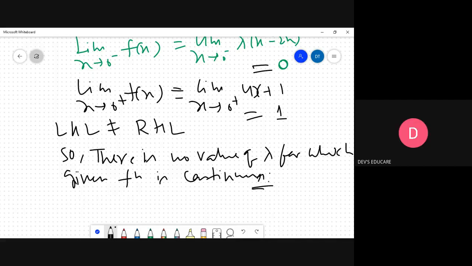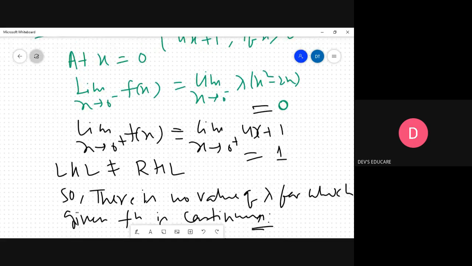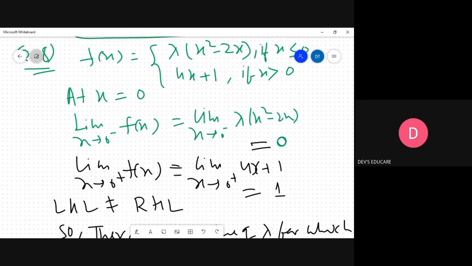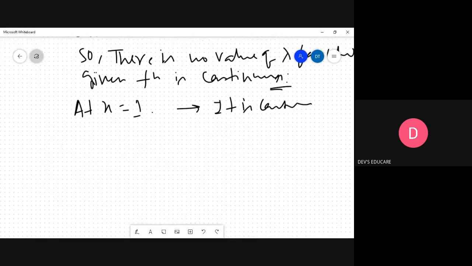At x equals to 1, you will be doing at home. It is continuous. Why is it continuous? Because the value of the function remains the same. For less than 1, it is 4x plus 1, and greater than 1, it is also 4x plus 1. The function value remains the same, so it will definitely be a continuous function.